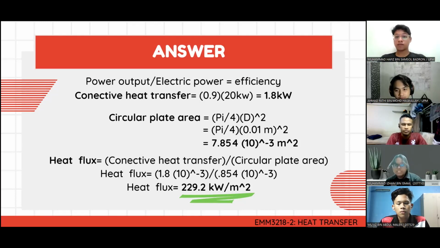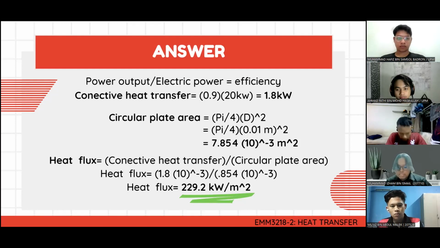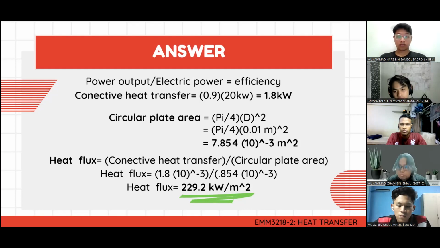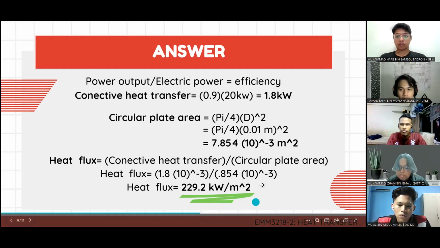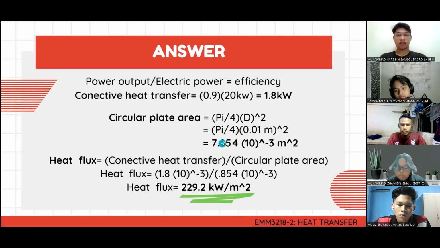Then we have to measure the circular plate area, by using the formula pi d squared over 4. Hence, we got 7.854 times 10 to the power of negative 3 meter squared. Heat flux, we can obtain by dividing the convective heat transfer by the circular plate area. Hence, as we divide the value that we have obtained previously, we get the heat flux is equal to 229.2 kilowatt per meter square. So this is the heat flux between the circular plate and the water.